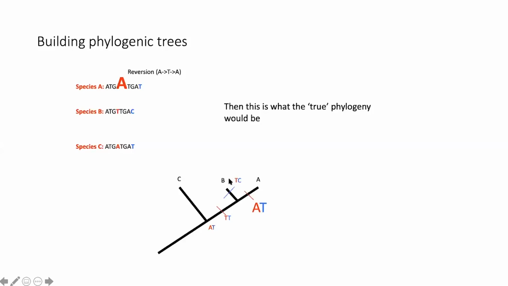So B still has this derived state of the T here, and A has an additional mutation, so it's even more derived, but that derived state looks like the old version of the sequence. And so that begins to mess up the way that we can establish relationships.